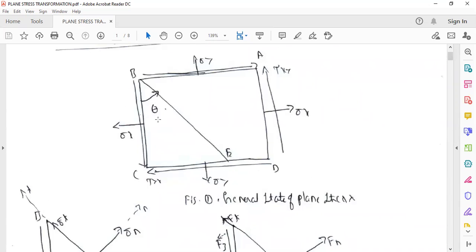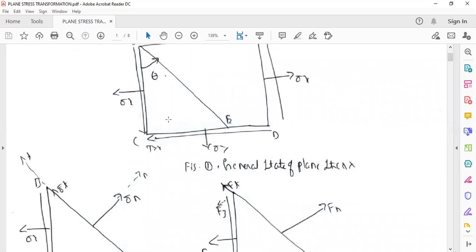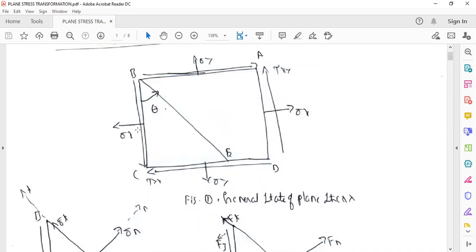Now, I will take the part BCE. The region BCE is where I am focusing. When I take the region BCE, I am left with forces sigma x, sigma y, tau yx, and tau xy. These are the four forces I want to resolve. In the first problem, we resolved only one force, F1. In the second problem, sigma x and sigma y, F1, F2. In the third problem, also F1, F2, but F2 was in a different direction. But there are four forces, so it becomes a little complicated.